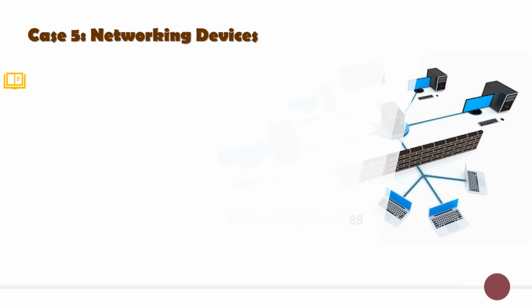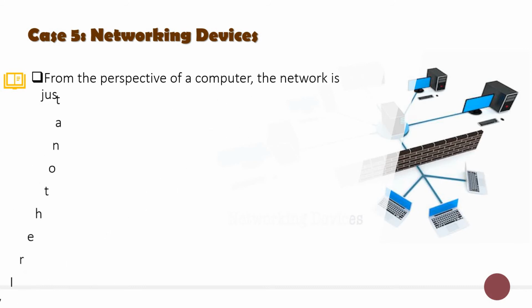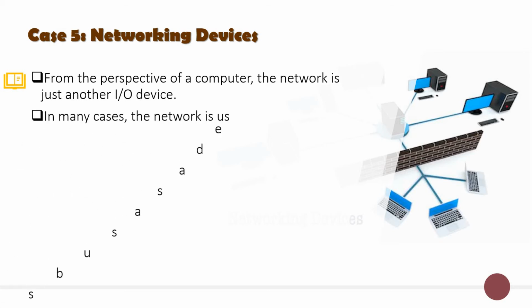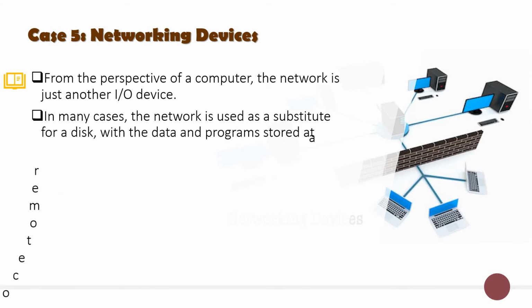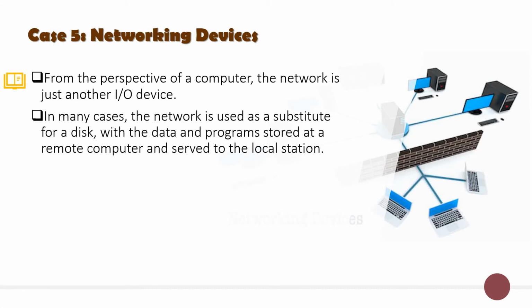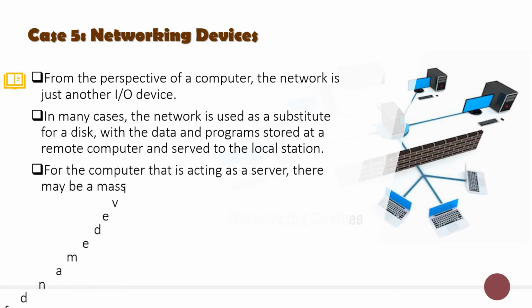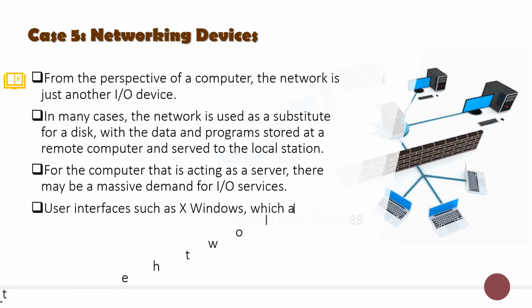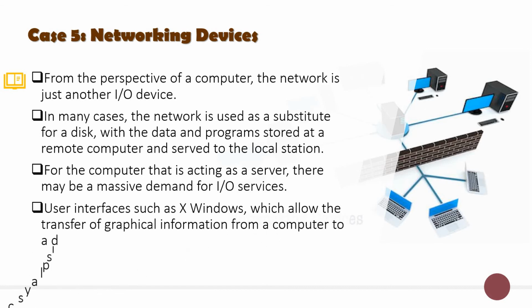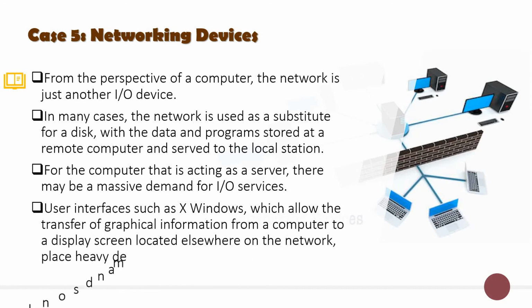Case 5, Networking devices. From the perspective of a computer, the network is just another I/O device. In many cases, the network is used as a substitute for a disk, with the data and programs stored at a remote computer and served to the local station. For the computer that is acting as a server, there may be a massive demand for I/O services. User interfaces such as X windows, which allow the transfer of graphical information from a computer to a display screen located elsewhere on the network, place heavy demands on I/O capability.